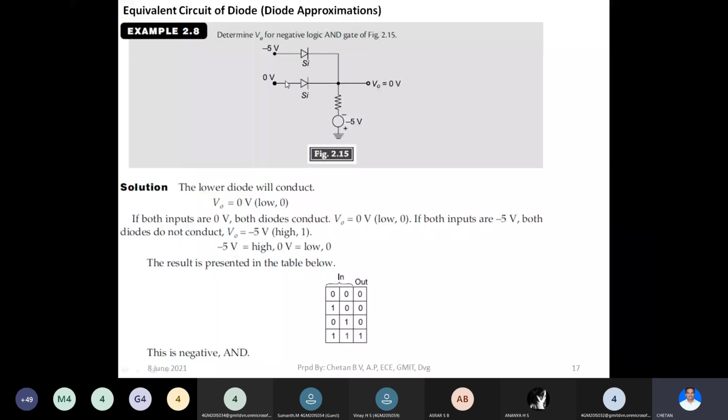This end is connected to 0. Therefore, the anode is at higher potential, 0, compared to the cathode, which is at lower potential, minus 5. 0 is greater than minus 5. Therefore, this diode would be forward biased and current will flow in this direction. As this diode is forward biased, this node has the same voltage as the input of this diode, so it would be 0. V naught would be 0. Hence we get 0 when one of the inputs is 0, which realizes the function of the AND gate.